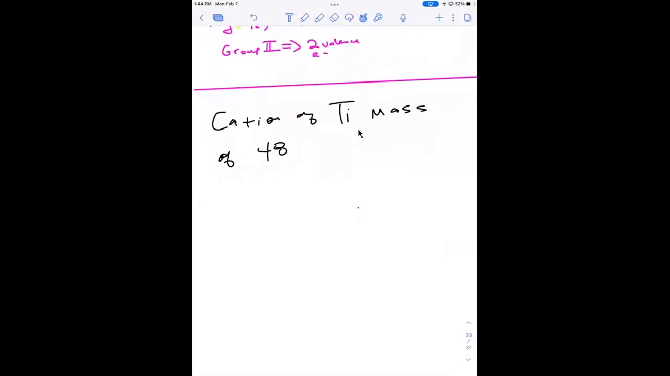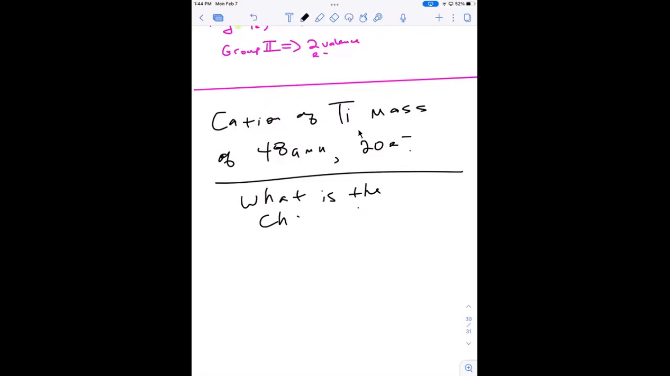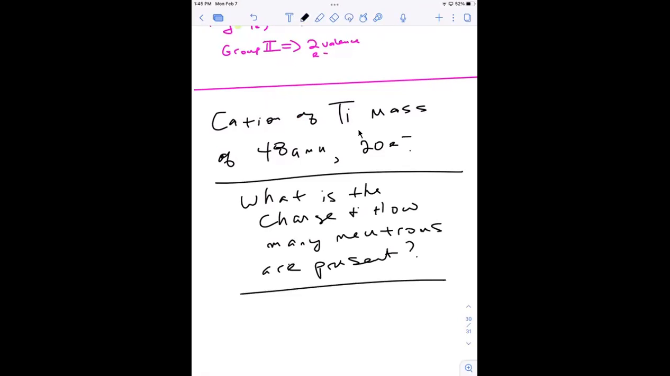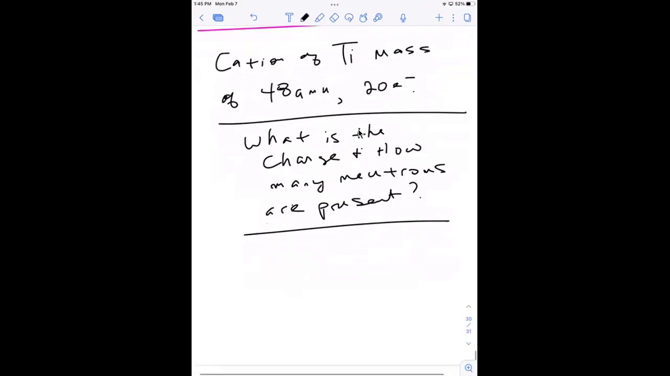Okay. So the titanium cation has a mass of 48 AMU, and it has 20 electrons. The question is, what is the charge? And how many neutrons are present? All right, so let's deal with the charge part first.